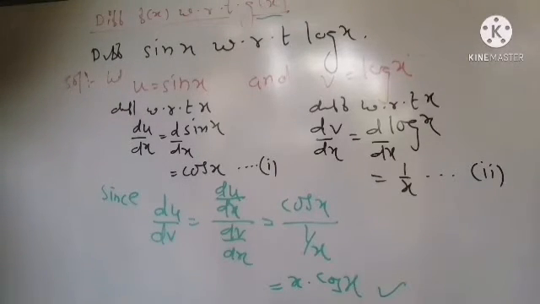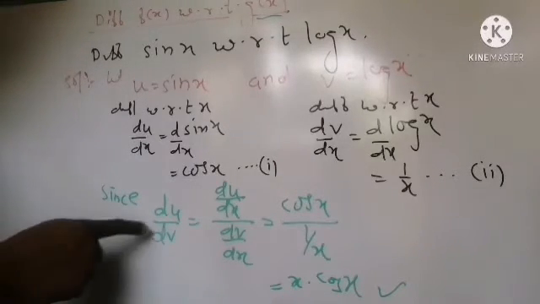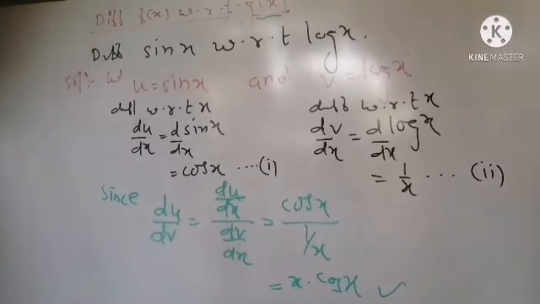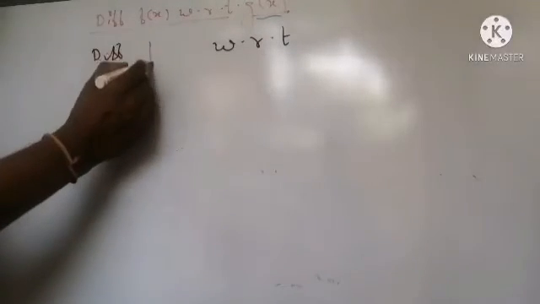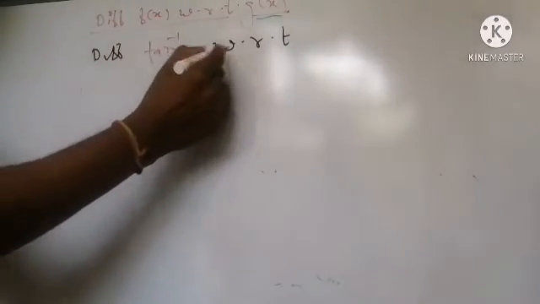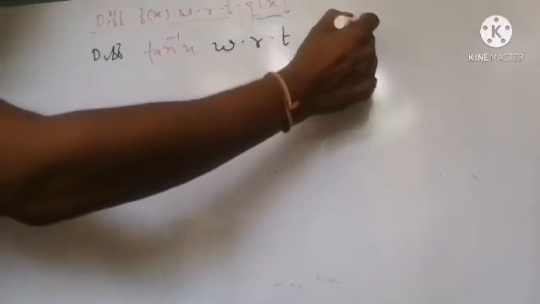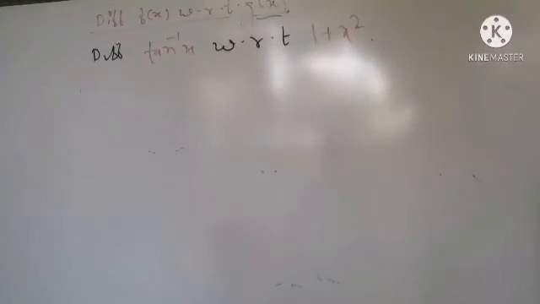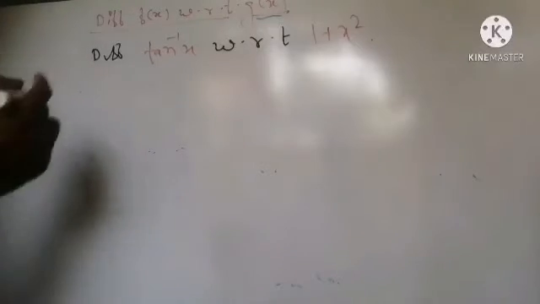As u and v both are functions of x, we can differentiate u with respect to x and v with respect to x separately, and finally u with respect to v is given by du by dx divided by dv by dx. Consider the example: tan inverse x with respect to 1 plus x square. Okay, so these are two terms of x.